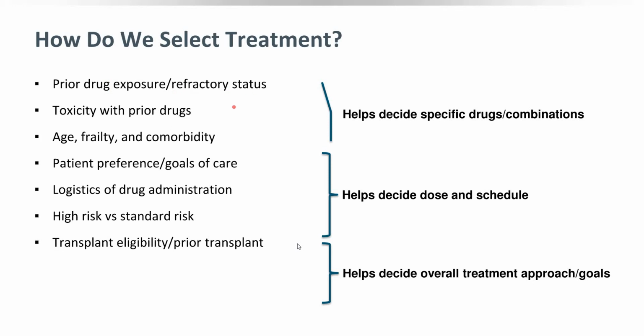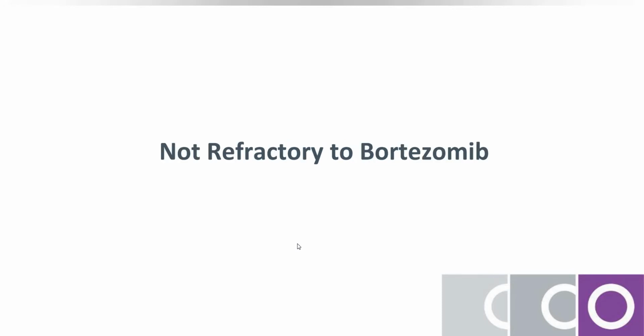Prior drug exposure, refractory status, toxicity of prior drug. These are all more or less the same things which we have discussed in the previous slide. Now we come to the treatment part. Early relapse, after maybe 1 or 2 lines of treatment.